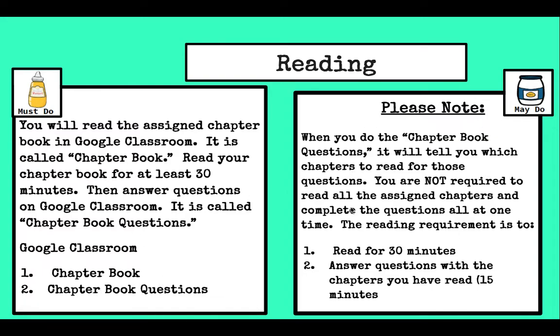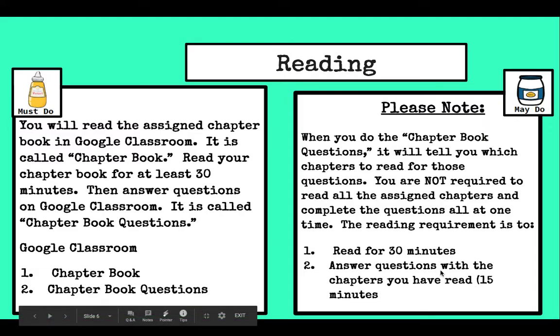And then just a little blurb on this side. I want to make sure that the students understand they should read for at least 30 minutes. And if they aren't able to finish the chapters they're supposed to do with their questions, that's okay. So basically what I'm looking for is 45 minutes total. 30 minutes reading, 15 minutes with their questions.